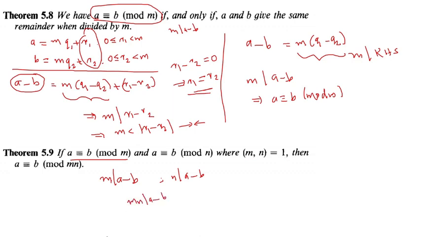M divides A minus B, and N divides A minus B, means their product also divides A minus B. That is, MN divides A minus B. Therefore, we get A congruent to B mod MN.